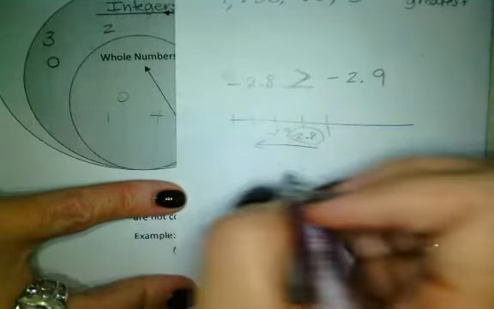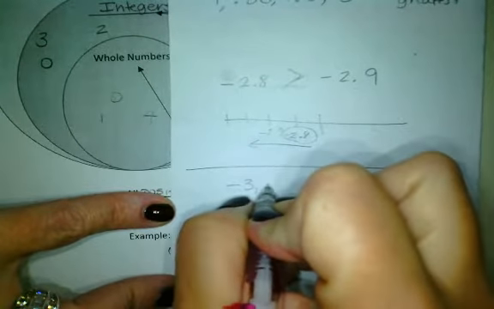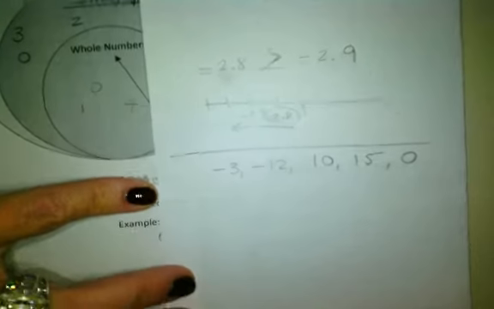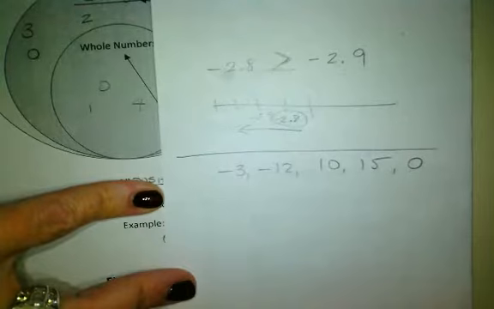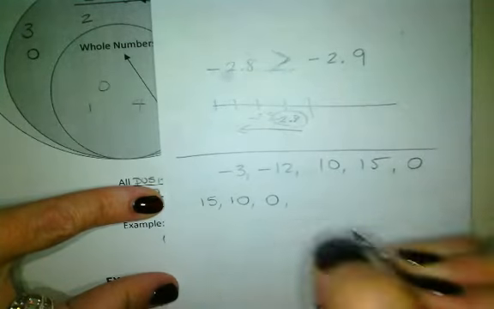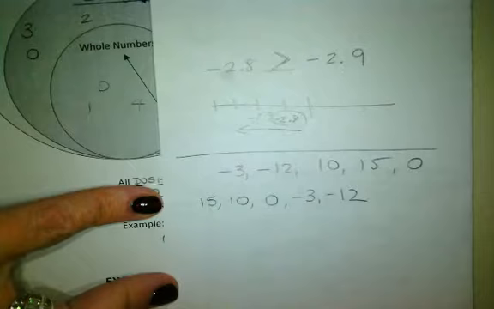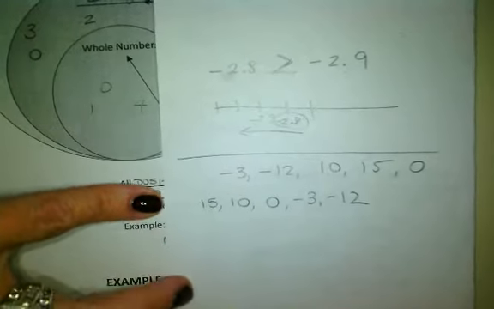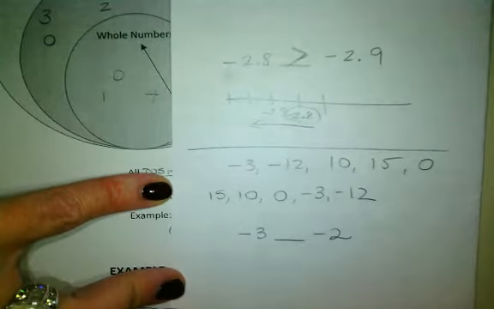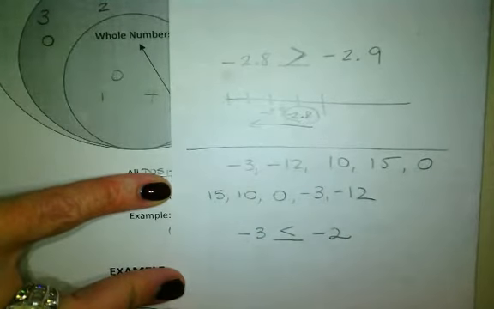You also have it with integers. They'll have it like this, where you have negative 3, negative 12, 10, 15, and 0. And they'll say put it in order from greatest to least. In this case, that would be 15, 10, 0, negative 3, and negative 12. So this is just a way of comparing and ordering integers. Same thing, it would be like negative 3 and negative 2. Which one's greater than, less than, or equal to? Well, negative 3 is less than negative 2.